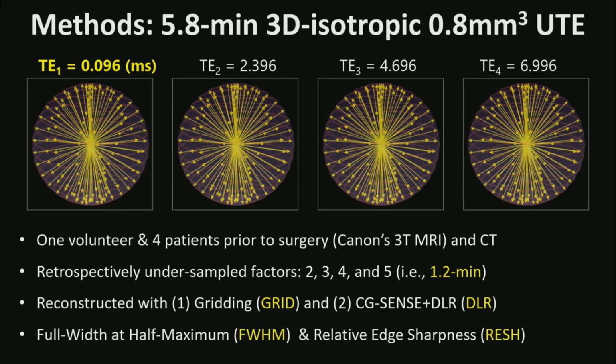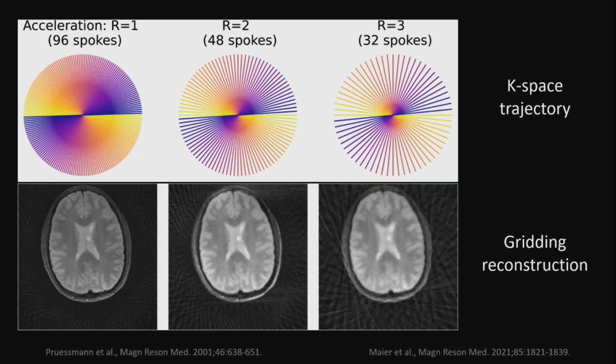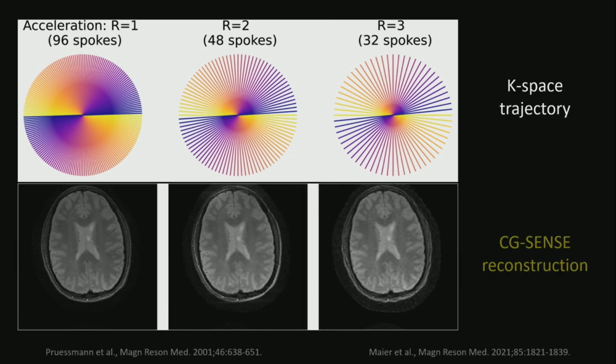For image quality assessment, we use full width at half maximum and relative edge sharpness. As we can see, with the undersampled radial data, we have a classic streaking artifact and also loss in resolution. With CG-SENSE, we can mitigate the artifact, allowing faster radial imaging. In addition to CG-SENSE, we applied deep learning denoising on top of that to further improve SNR and image quality.